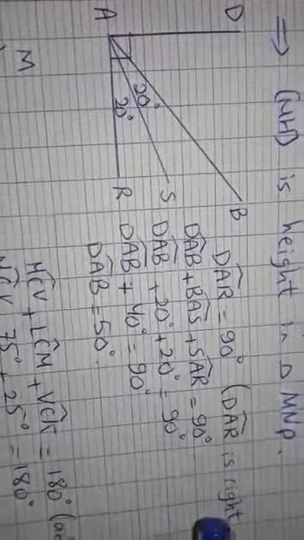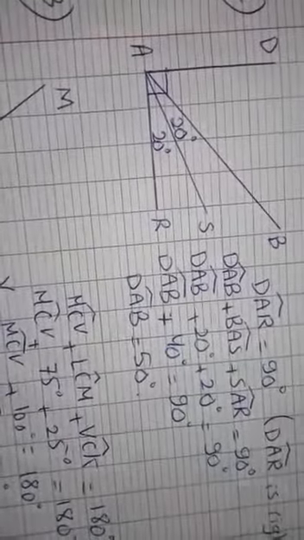Part 2, they ask us to calculate the angle DAB. Also we have DAR equals 90 degrees, since it is a right angle. DAR is a right angle, and we can add DAB plus BAS plus SAR. All of these angles make the right angle DAR, which is 90. So the addition of them gives me 90.